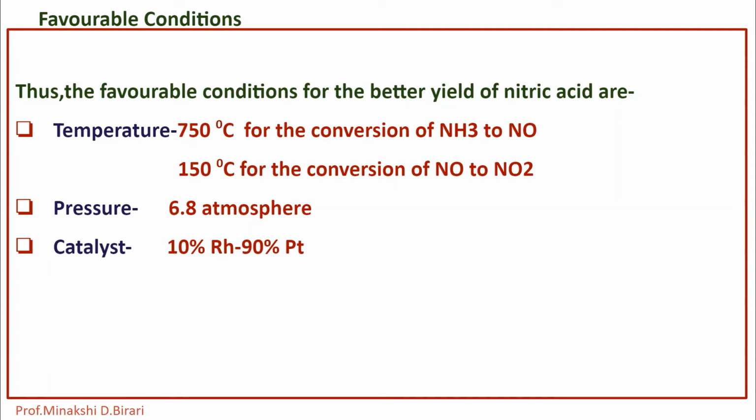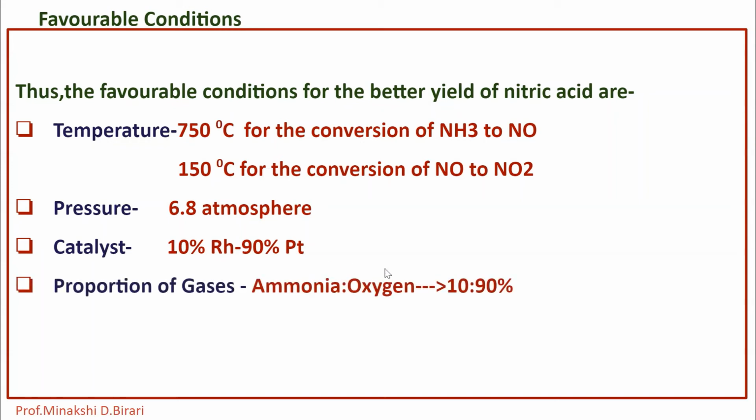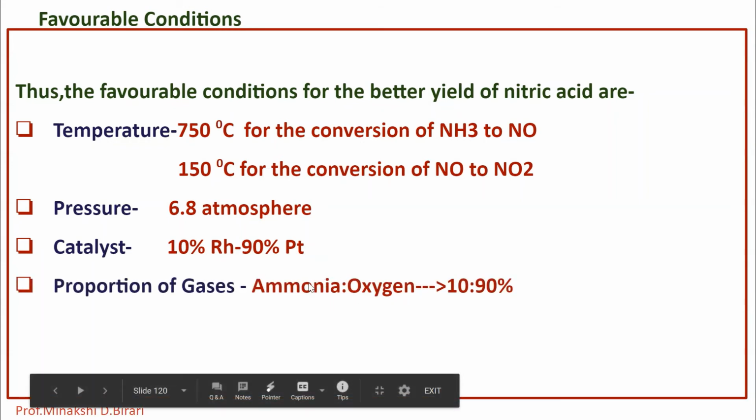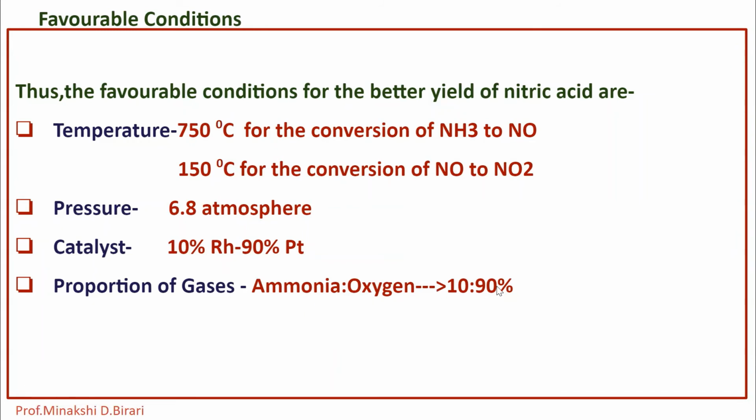It is found that when a catalyst is taken in the form of a gauze, it is more effective. So, a multi-layered catalyst which is made up of 10% rhodium and 90% platinum is taken in the form of 80 mesh gauze and it is an effective catalyst for the better yield of nitric acid. Proportion of gases, ammonia and oxygen. Ammonia is about 10 by volume and oxygen 90 by volume. So ammonia to oxygen proportion should be 10:90.